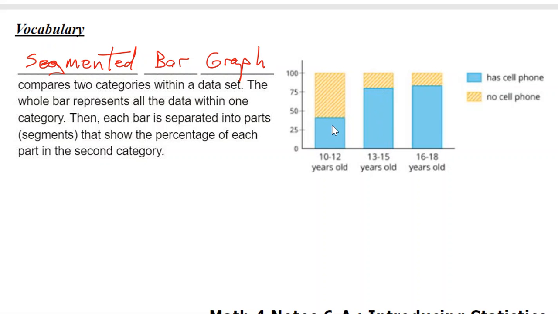And the thing is that each bar adds up to 100%. But you can tell by the blue and by the yellow which percentages. For instance, if we see that blue has a cell phone, we can measure that maybe about 40% of 10 to 12-year-olds have a cell phone, whereas you would say 60% do not.